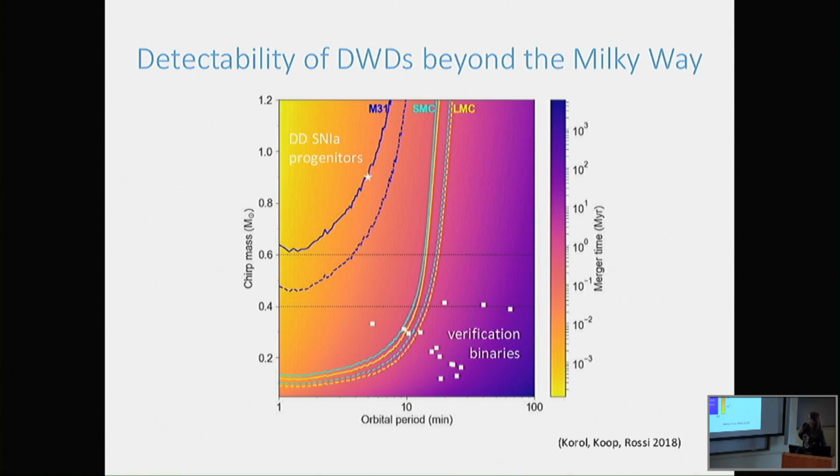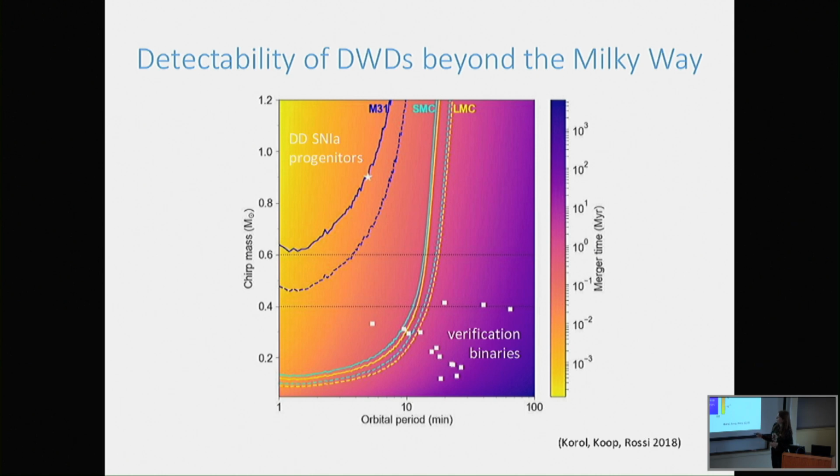Okay, so in this previous work, we basically understood that we can see binaries everywhere in the galaxy and even at the opposite edge to us. Then we asked ourselves whether we can see the same double white dwarfs even beyond the Milky Way. And here I'm exploring a double white dwarf parameter space, so orbital periods versus chirp mass. The color here is their merger time.